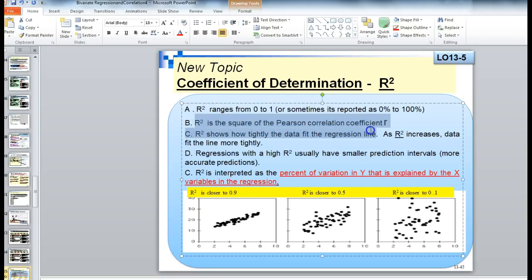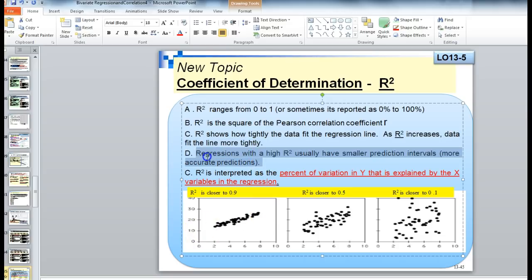R squared is the square of the Pearson correlation coefficient. In the first part of chapter 13, we learned about the Pearson correlation coefficient. That Pearson correlation coefficient squared is equal to the coefficient of determination. R squared shows how tightly the data fit the regression line. As R squared increases, data fit the regression line more and more closely. You can see here, R squared would be close to 0.9. Here, 0.5, and here, 0.1. Very scattered. This is a lot less scattered.